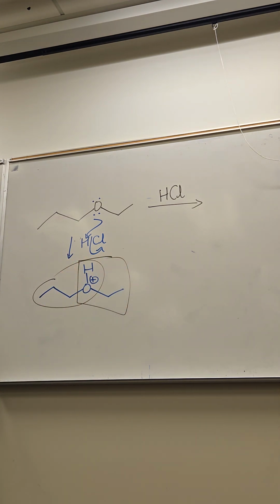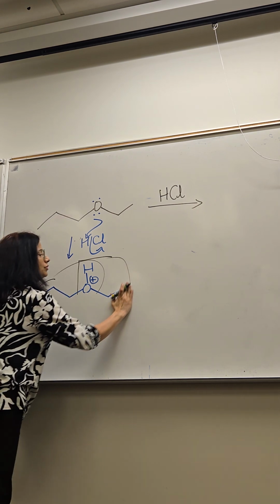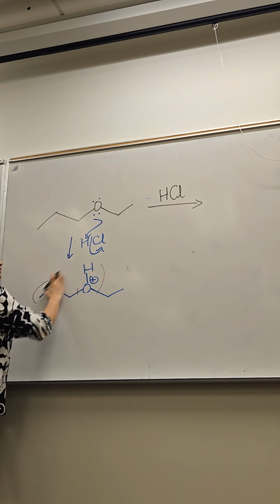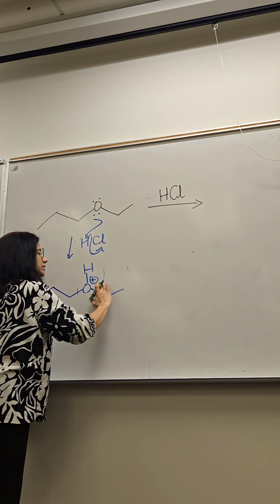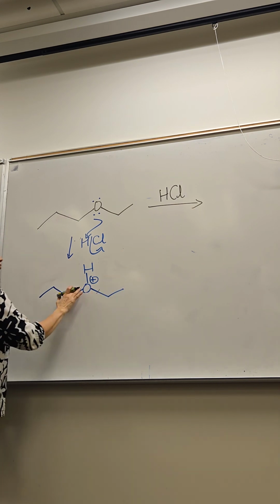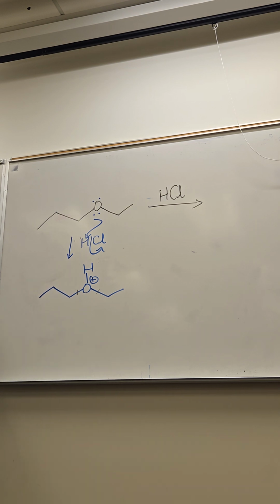The answer is both, but one at a time, not together. One at a time. What do good leaving groups do? What kind of reactions do good leaving groups want to go through? Substitution. SN1 or SN2? Well, that depends. That depends on the substrate.